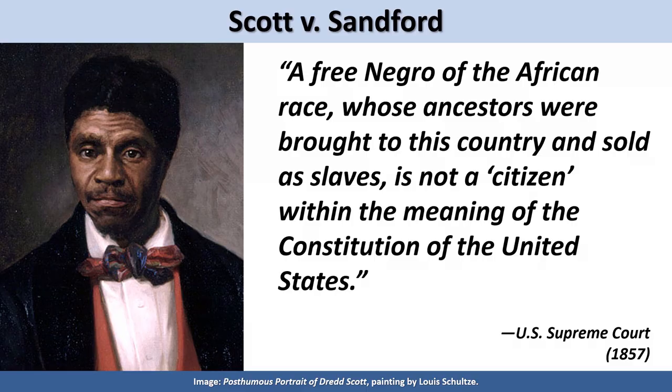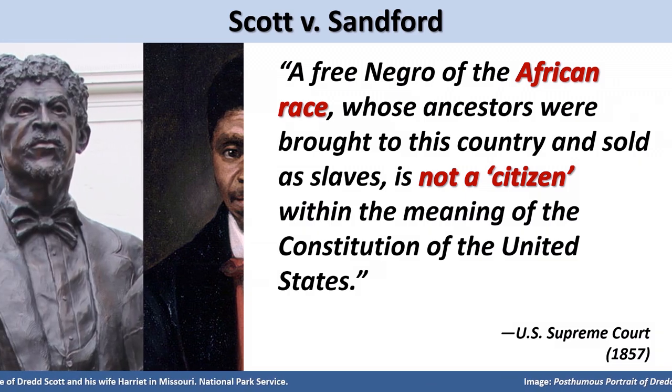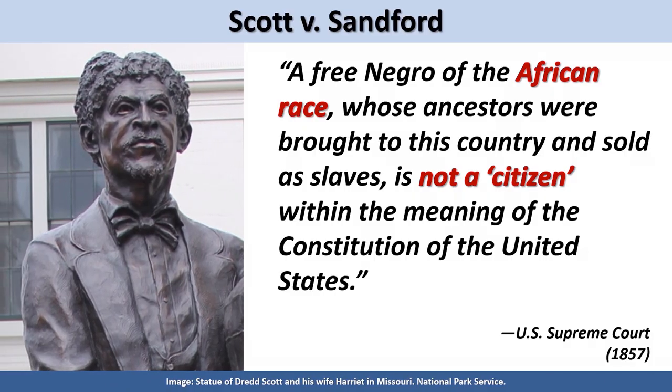7 of the 9 justices of the Supreme Court, however, decided that the Constitution did not prohibit Sandford from enslaving Scott again now that he was living in a slave state. The court ruled, in the case Scott versus Sandford, that people of African descent were not U.S. citizens and therefore not protected by the Constitution. Because the Supreme Court is the highest court in the country, its decision was final. Lower courts did not have the power to make different decisions about U.S. citizenship for Black people born in the United States.